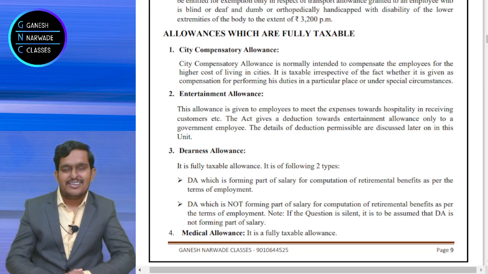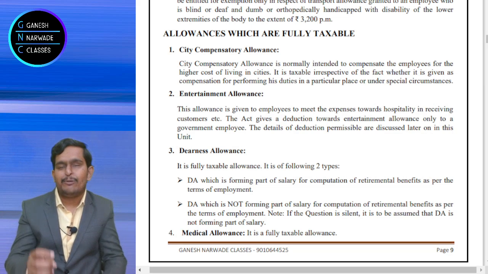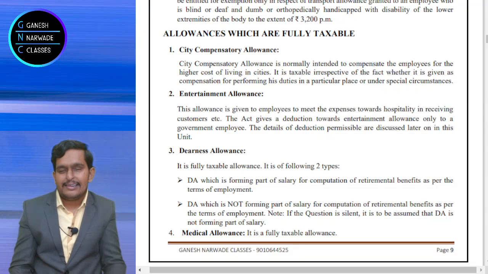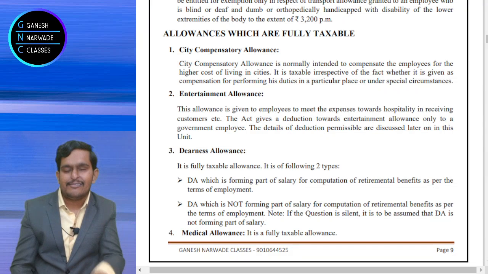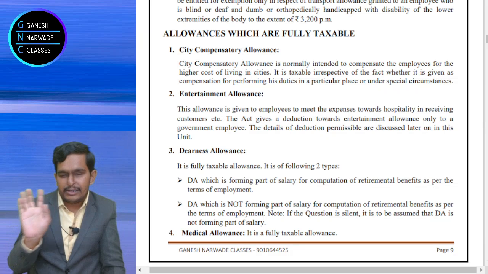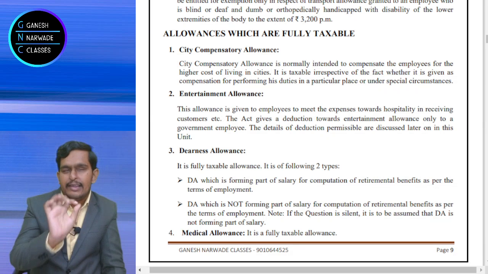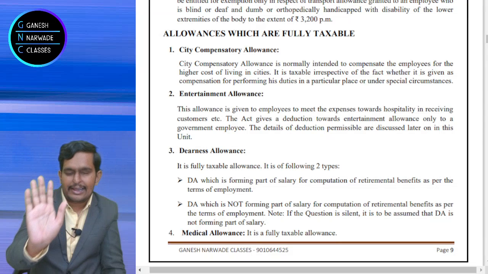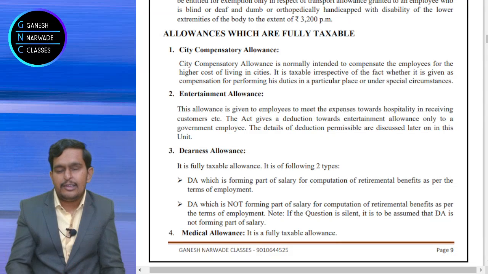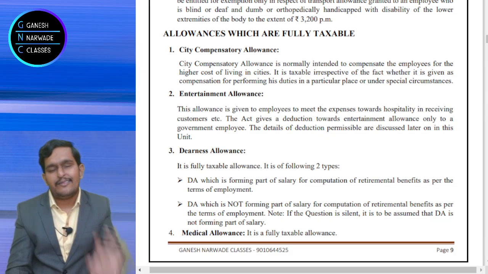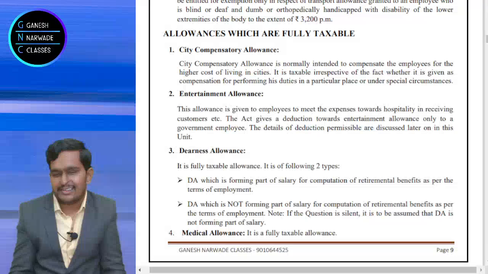Entertainment allowance is fully taxable. Deduction is given under section 16, we'll discuss that later. But here, please remember, entertainment allowance is fully taxable. Now, I will tell you here that all other allowances and entertainment allowance are different.